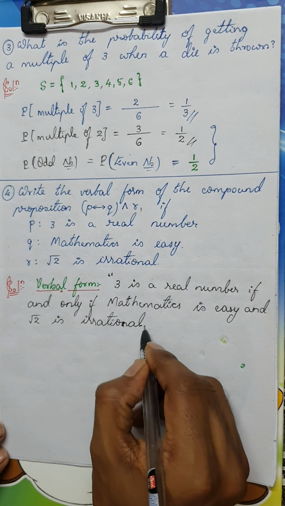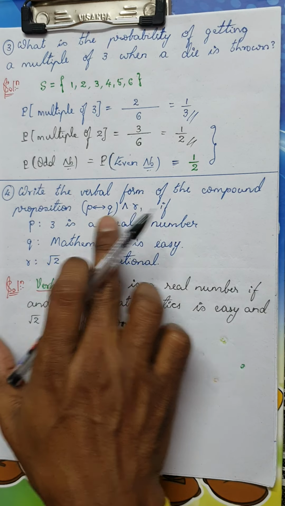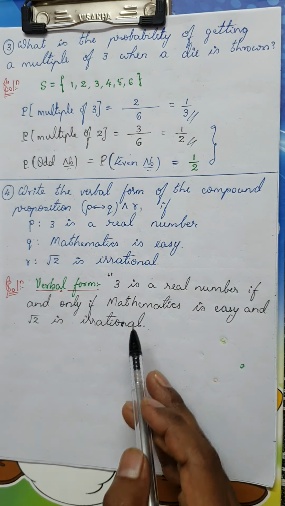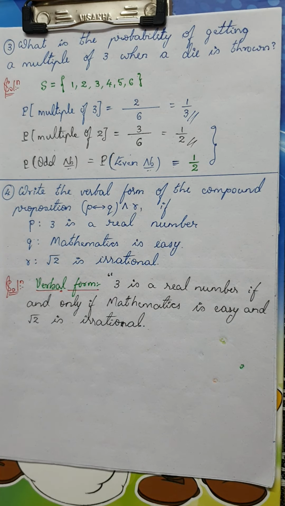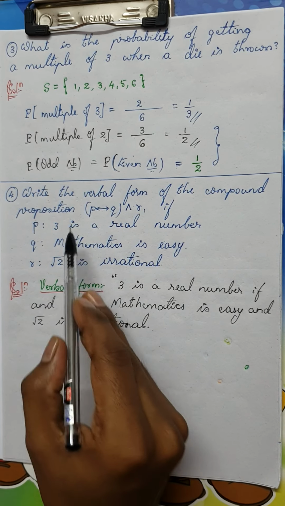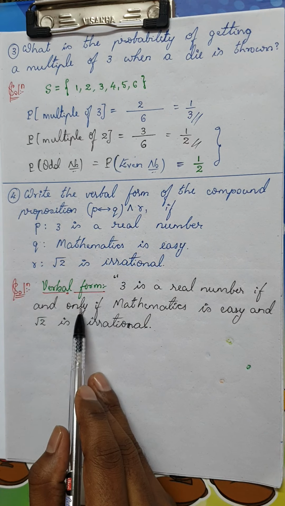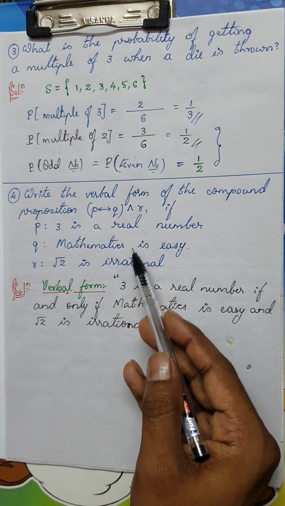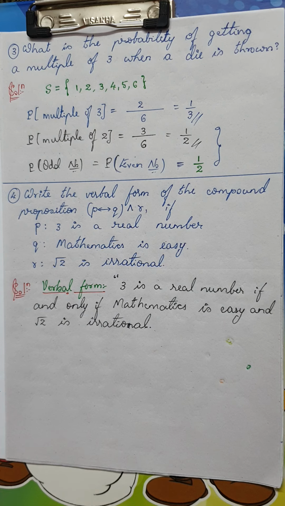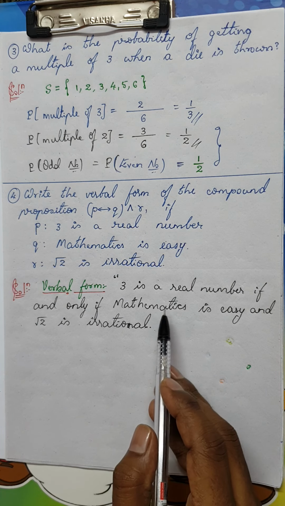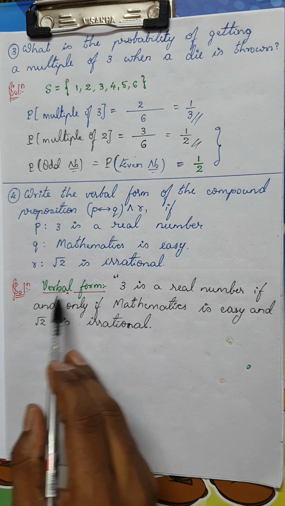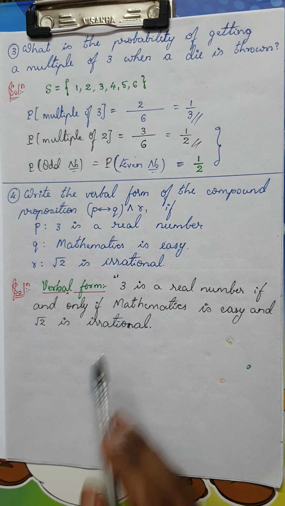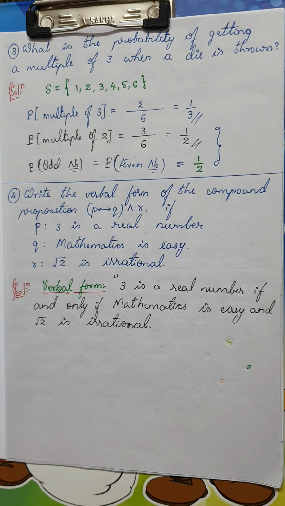Very simple one. The only thing is to check what the given compound statement is. According to that, you can write the verbal statement. One thing you have to notice: if and only if always comes in between. If it is a negation, you have to change it. Since there is no negation, whatever P, Q and R are, just maintain them as they are. Also remember, every time it need not make sense. The verbal statement need not make sense, but you don't worry about whether it is meaningful or not. Just write the statement.